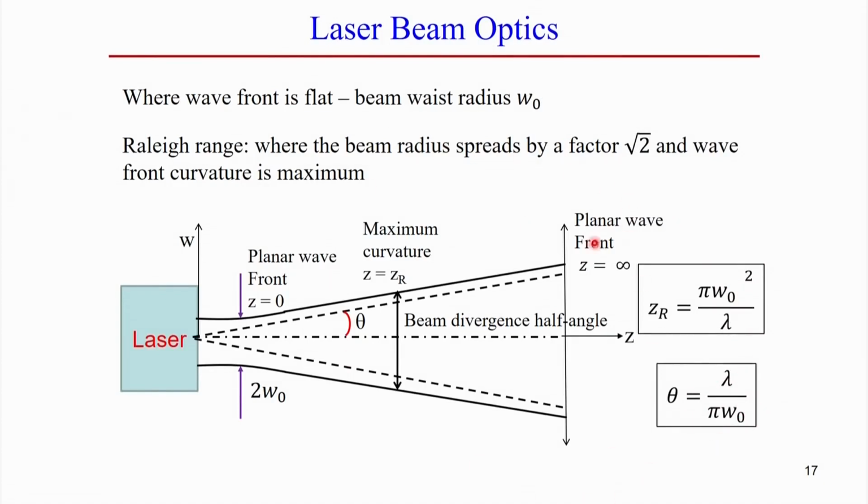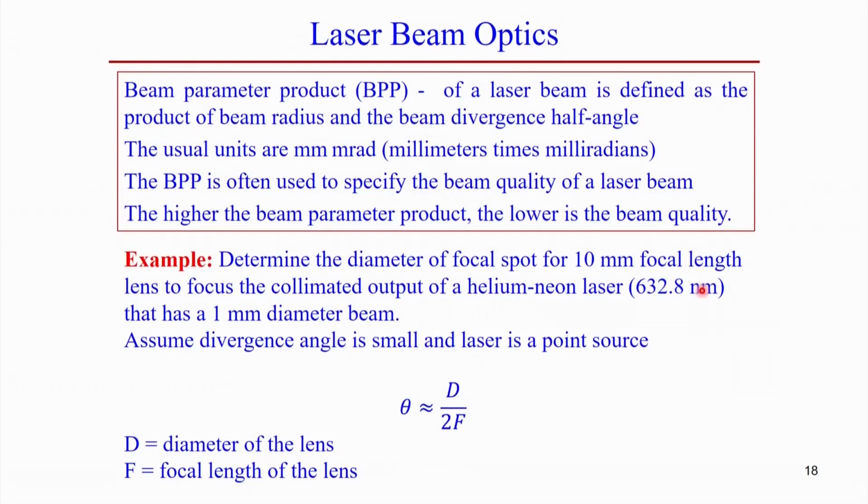So, these are the relations between the half divergence beam angle and the Rayleigh range, or Rayleigh length in this case, in terms of the wavelength of the laser and the waist beam radius of the laser. Now, there is another parameter that represents the laser beam quality, called the beam parameter product, or in general the BPP. The BPP of a laser beam is defined as the product of the beam radius and the beam divergence half angle.